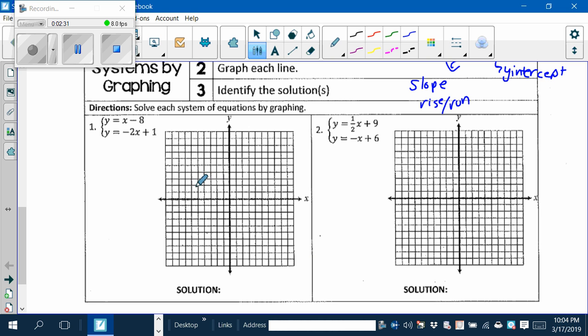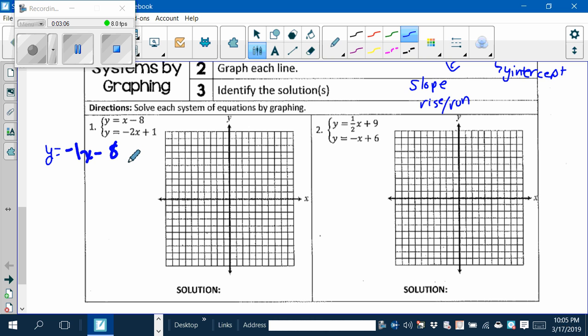So here we have two lines. You have to graph each line independently. The first one we have is y equals x minus 8. When I write this, you'll notice that I put a 1 in front of the x, because that reminds me that the slope is positive 1. So y equals 1 times x minus 8.